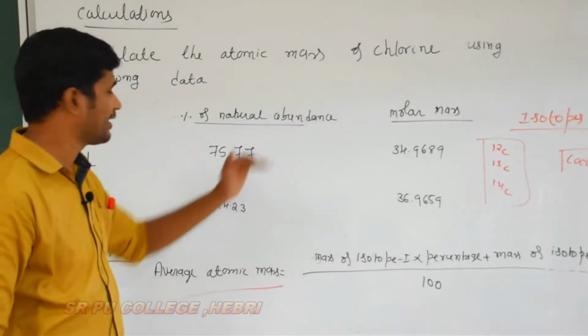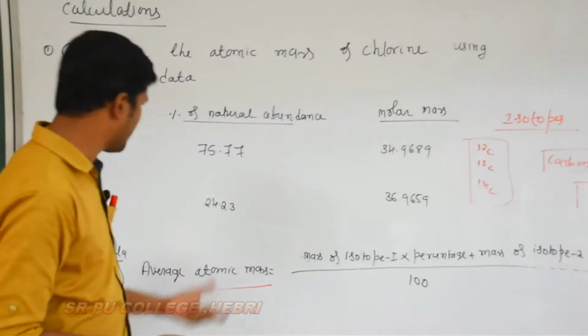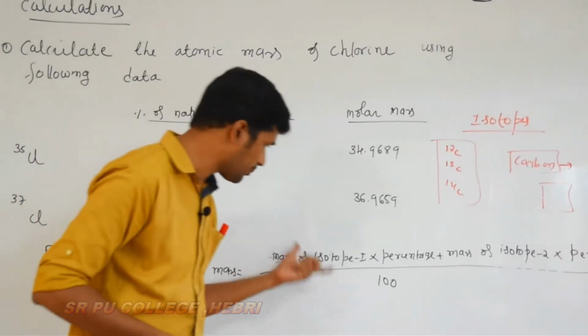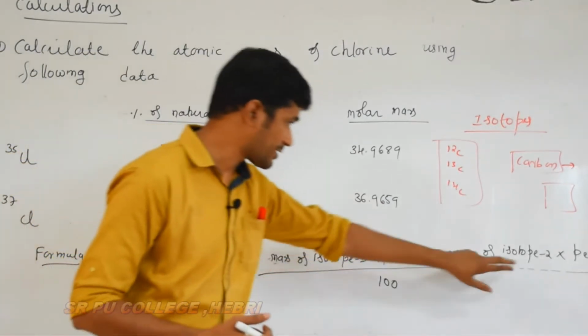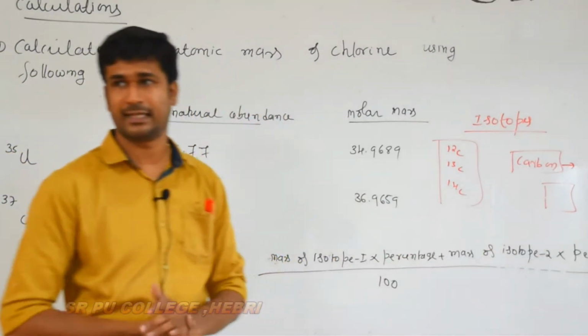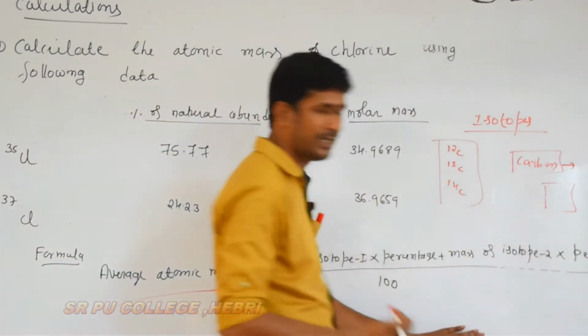How do we calculate the average atomic mass? There is one formula I have already told you. Average atomic mass is equal to mass of isotope 1 into its percentage or relative abundance, plus mass of isotope 2 into its percentage or relative abundance, plus mass of isotope 3, and so on, divided by 100.